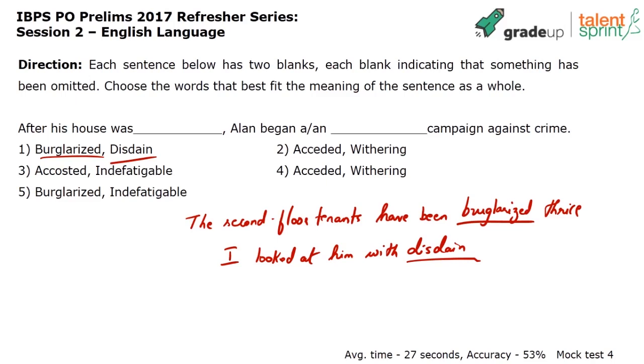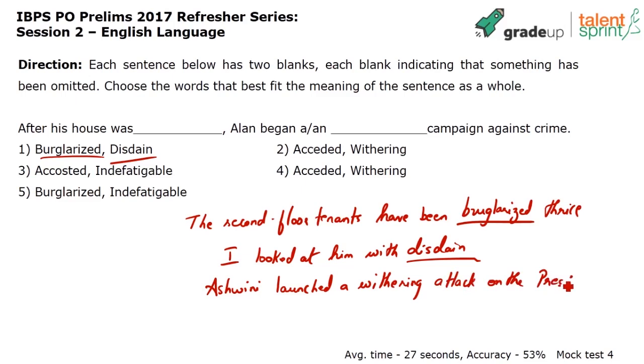I'm just going to write these words in a context. See if you are able to identify the meaning of these words. Ashwini launched a withering attack on the press. What can be the meaning of withering here? So, to look down on someone, yes, correct. Disdain, with contempt, right? Basically, with contempt, with scorn.